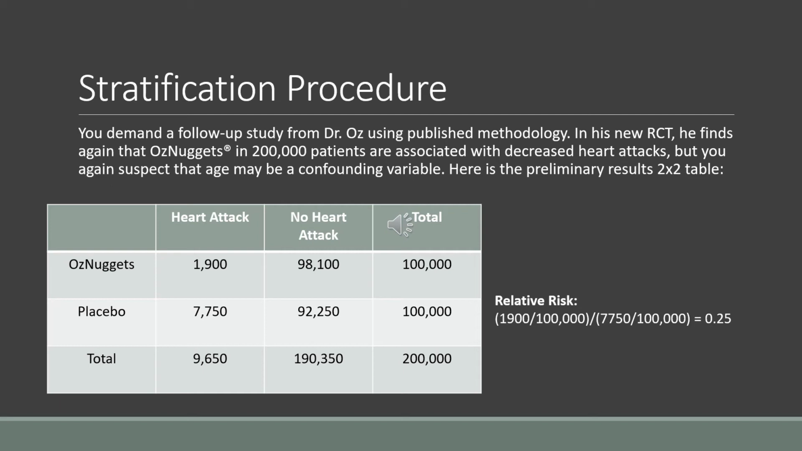So the relative risk calculation on the right-hand side of the screen would be 1,900 over 100,000, the incidence for Oz Nuggets group, divided by the incidence for the placebo group, and you get 0.25. So 75% reduced risk of Oz Nuggets in terms of heart attack incidence.